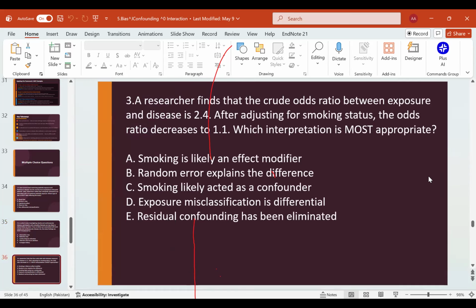Then a researcher finds that the crude odds ratio between exposure and disease is 2.4. After adjusting for smoking status, the odds ratio decreased to 1.1. Which interpretation is most appropriate? Smoking is likely an effect modifier, random error explains the difference, smoking likely acted as a confounder, exposure misclassification is differential, or residual confounding has been eliminated. Yes, it is C. It is the classic example which I gave.